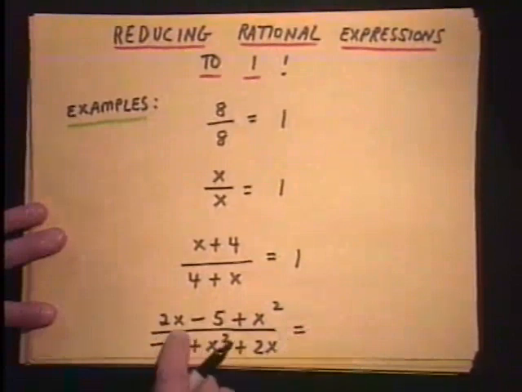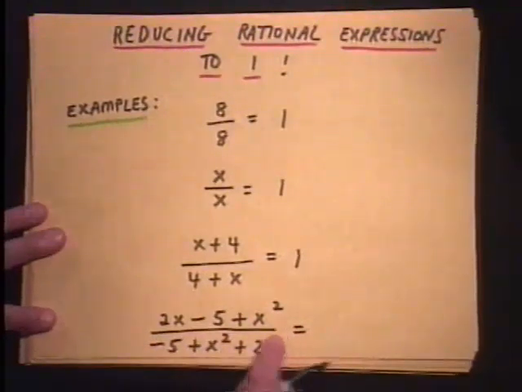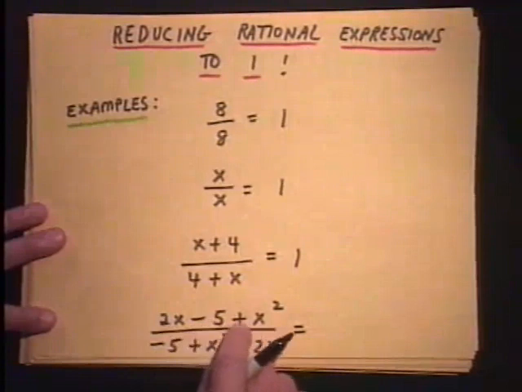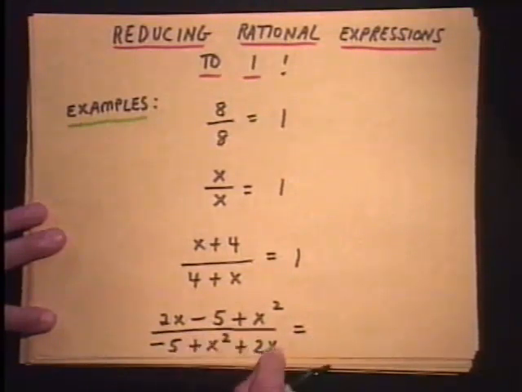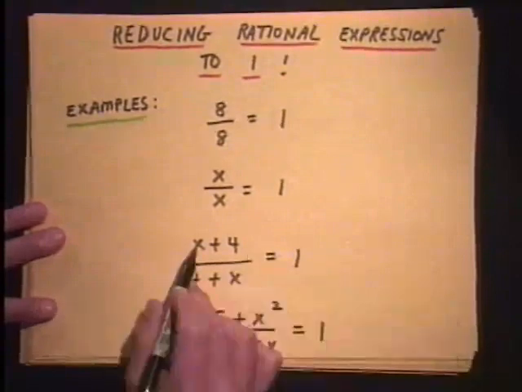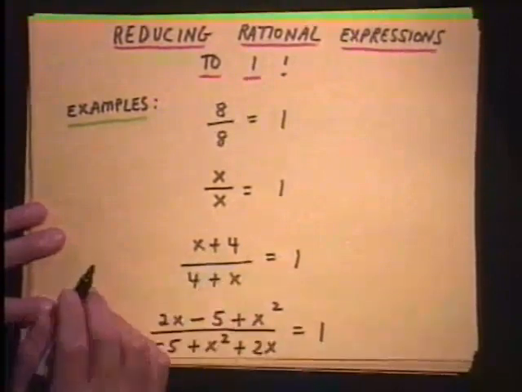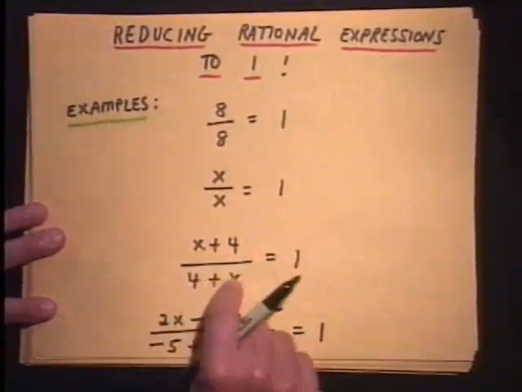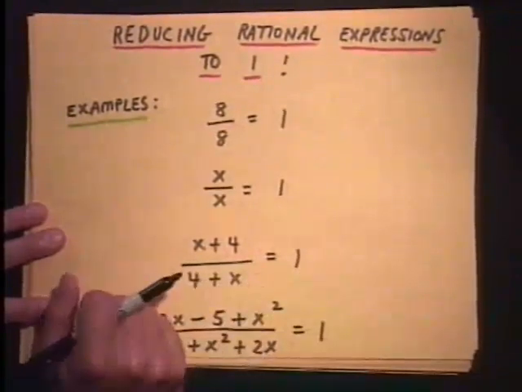And even a large trinomial, look at this rascal here, 2x minus 5 plus x squared over minus 5 plus x squared plus 2x. As long as every single thing in the top and the bottom are identical, the fraction reduces to 1. And if you're not sure, you could always plug numbers in for x as well. You could let x be 3, and you would get 3 plus 4 is 7 over 4 plus 3 is 7, and that would reduce to 1 as well.